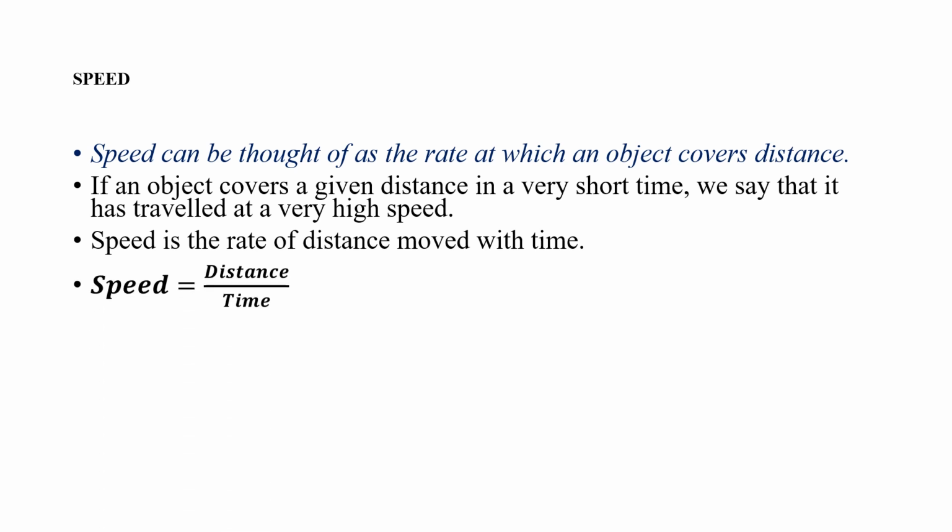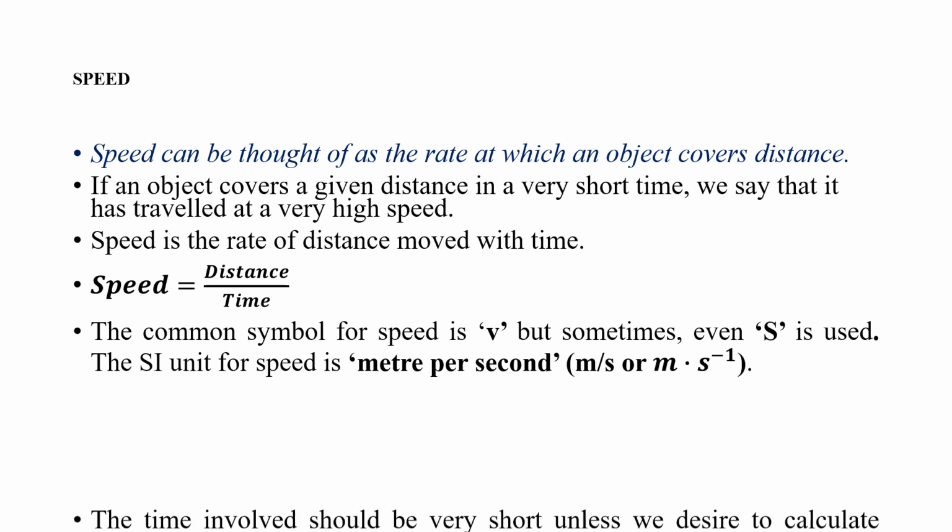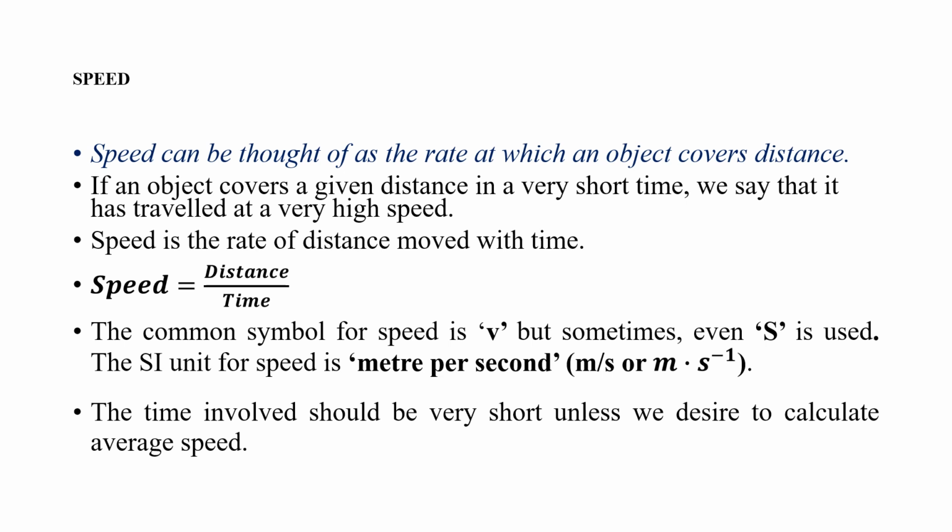Speed equals distance over time. The common symbol for speed is v, but sometimes s is used. The SI unit for speed is meter per second, m/s or ms^-1. The time involved should be very short unless we desire to calculate average speed.